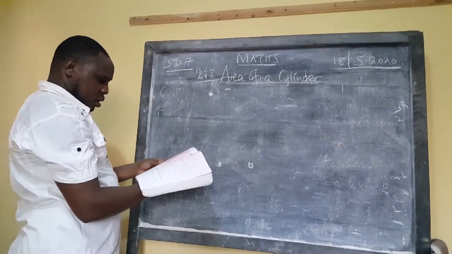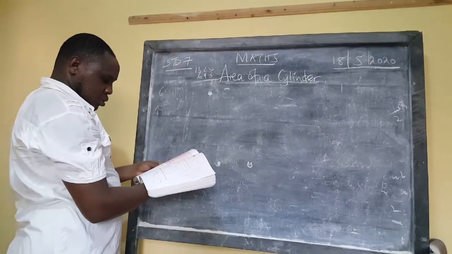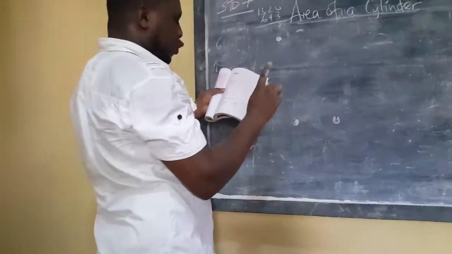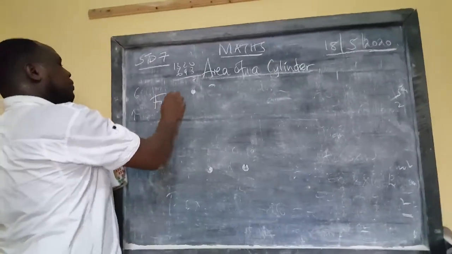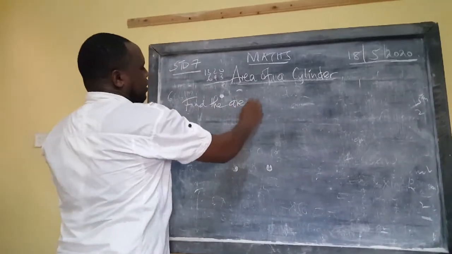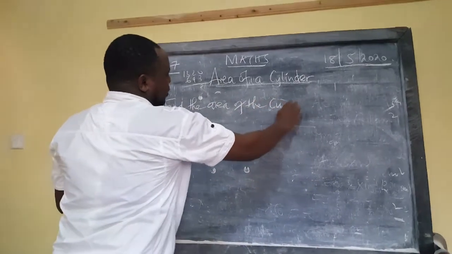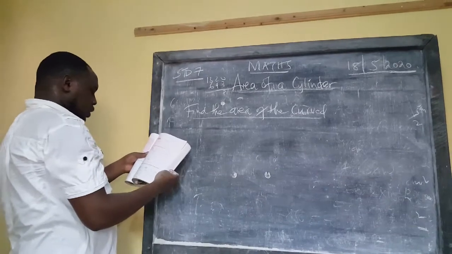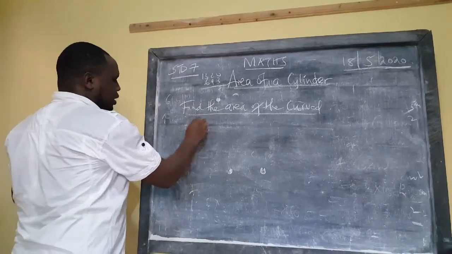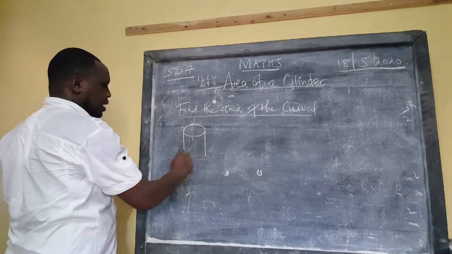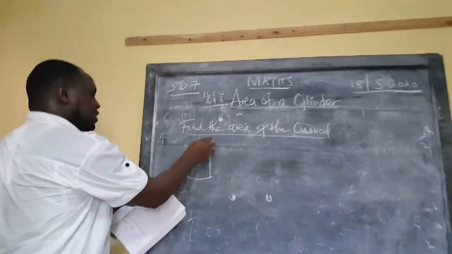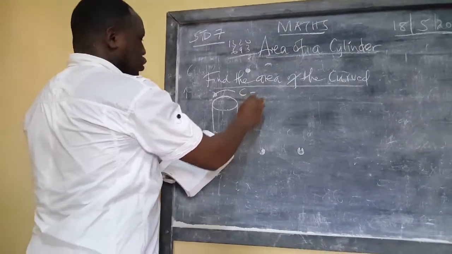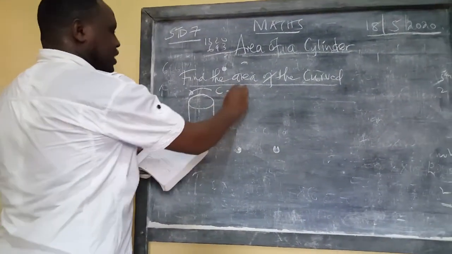Now from there, I want to do a question here, which is given like this. Find the area of the curved surface for each of the following. Find the area of the curved surface. Now, the first question is going to be like this, and you are given the circumference. So they are drawing something like this. To mean circumference is equal to 20 centimeters.